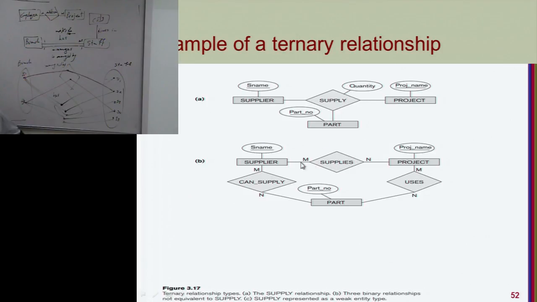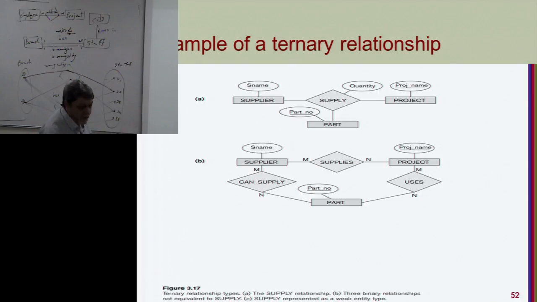Now let us look at this. It is a binary relationship, right? The supplier supplies to project. So it's a binary relationship, but we have used the rhombus. Why? Because this relationship is many to many. How come? Why is it many to many? A project is supplied by many suppliers, and the supplier supplies to many projects. So this is many to many.